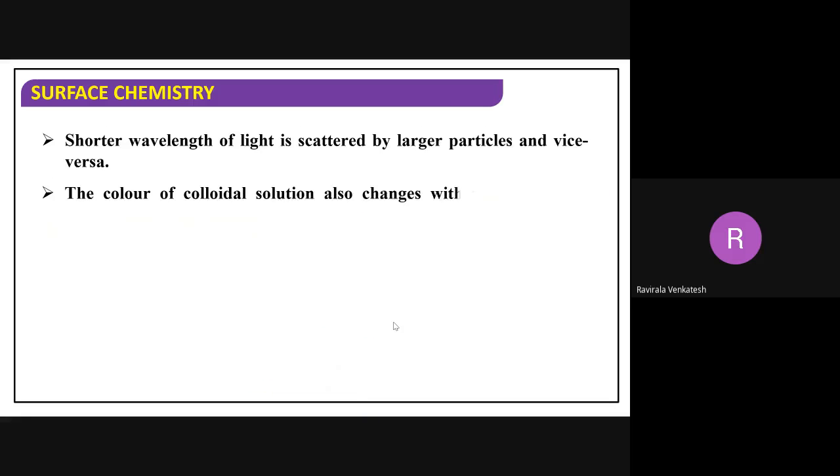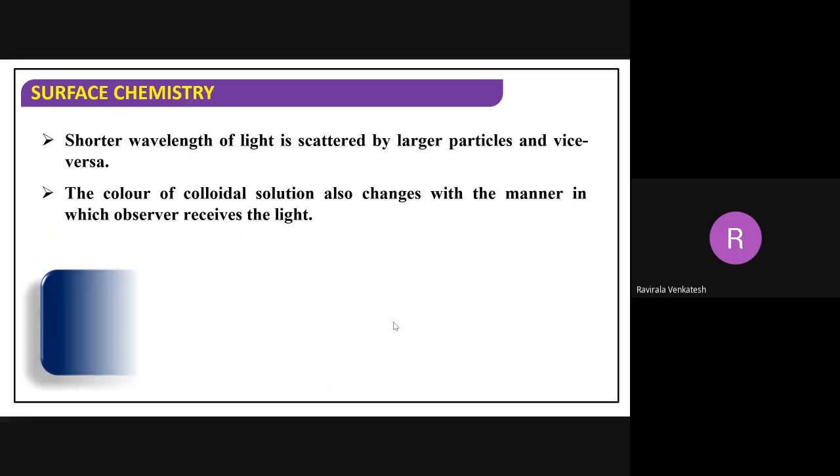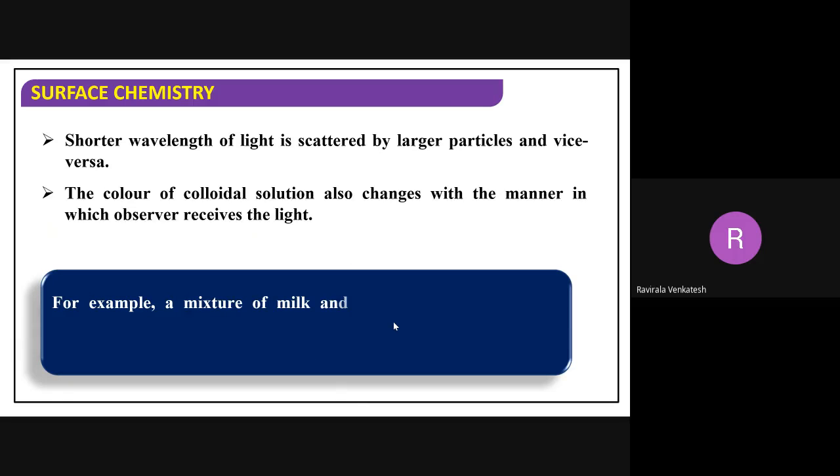Shorter wavelength of light is scattered by the large particles and vice versa. So larger wavelength is scattered by smaller particles, and shorter wavelength is scattered by larger particles. The color of a colloidal solution also changes with the manner in which the observer receives the light.